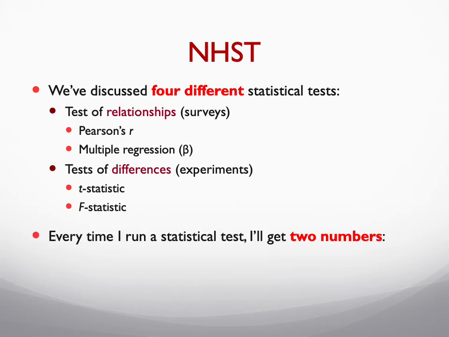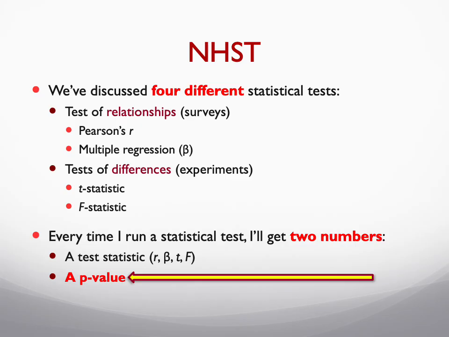Now, what we haven't talked about is that every time I run a statistical test, I'm going to get 2 numbers. So far, we've been focusing on just one of those numbers, a test statistic, either r, beta, t, or F. And with each of those analyses I run, I'm going to get a second number, which is a p-value. The p-value is the focus of this lecture, because it's going to tell us something we've been ignoring in our previous lectures, where we were focusing on the test statistics themselves. It's going to tell us what we should really be thinking about those test statistics. So the p-value is the emphasis of this particular set of lecture slides.